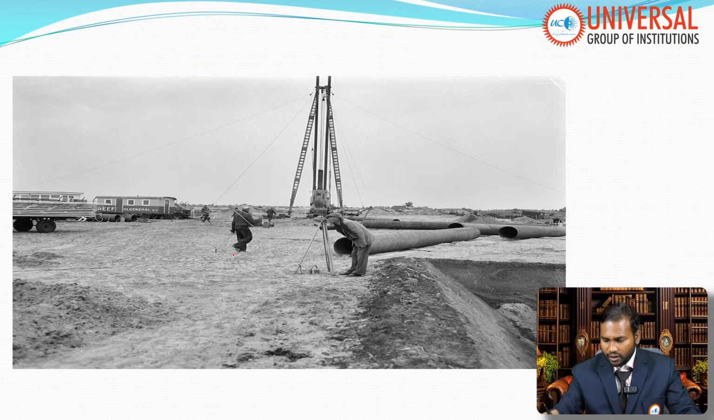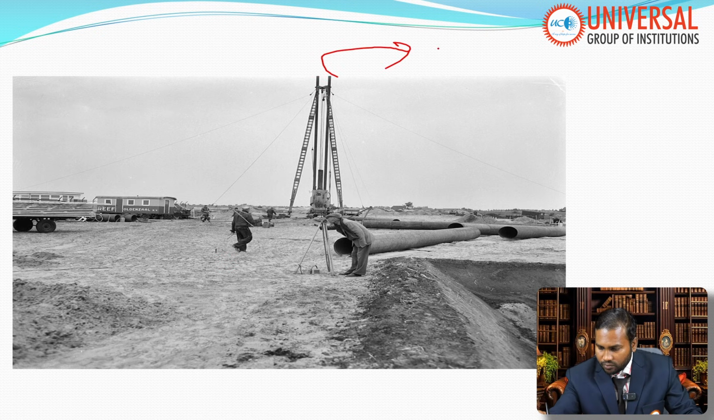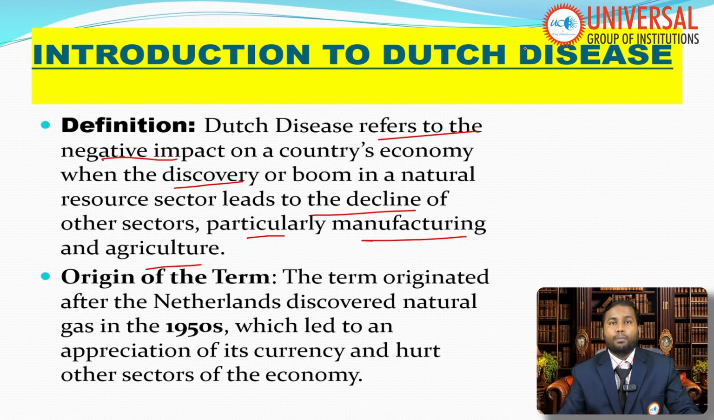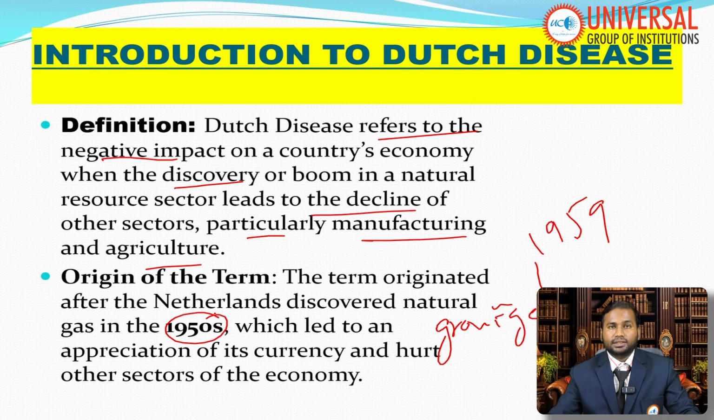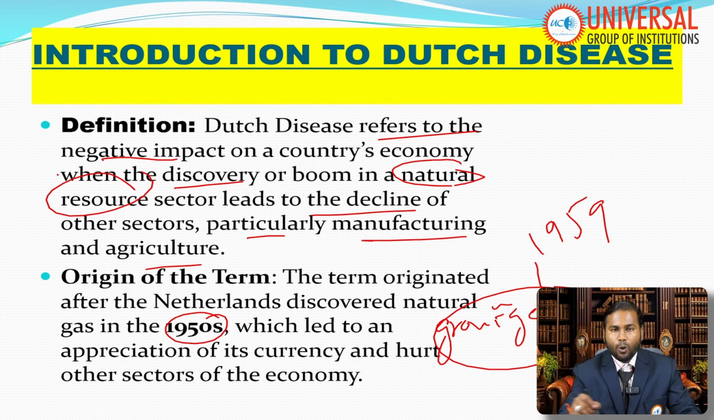This term, Dutch disease, originated in 1977. If we date back to the 1950s, the great Groningen gas field was found in the Netherlands in 1959. So it's nothing but a natural resource which was found by the Dutch.